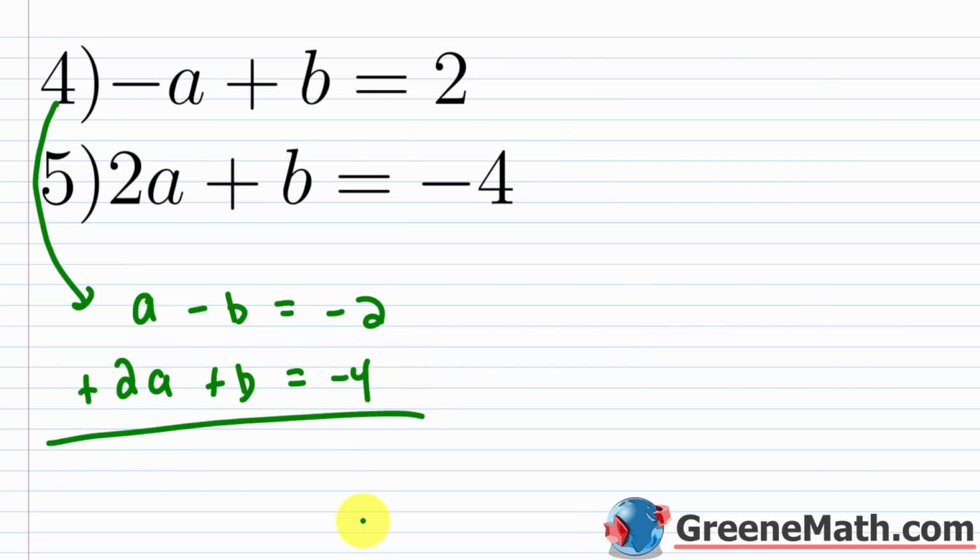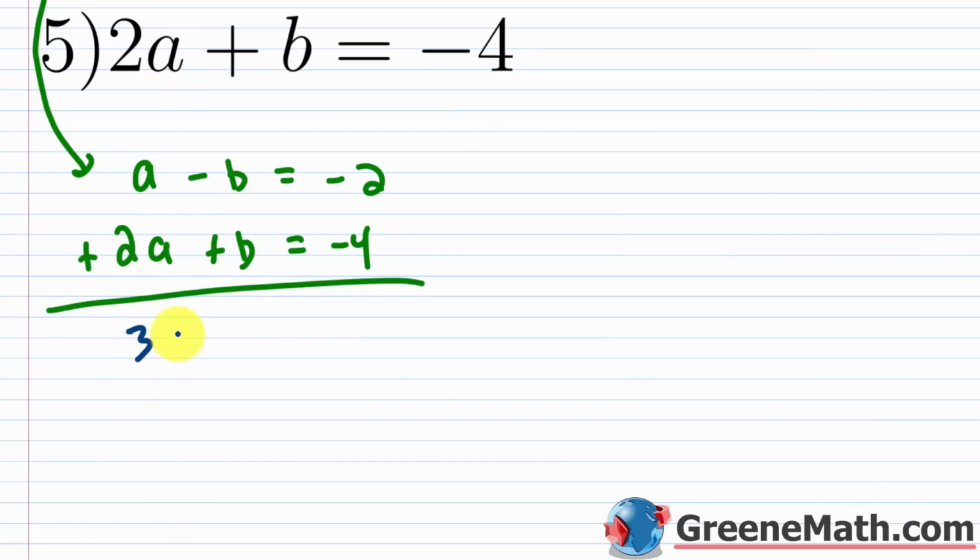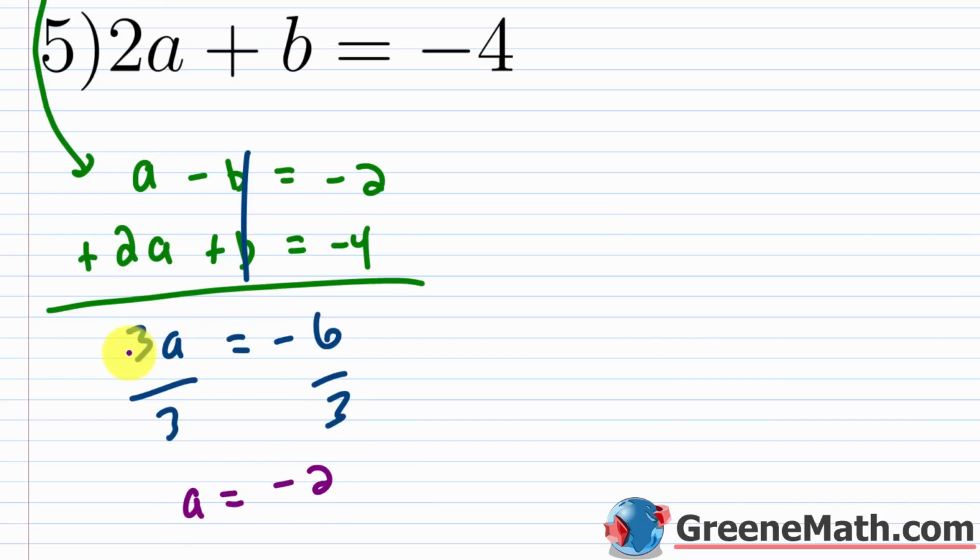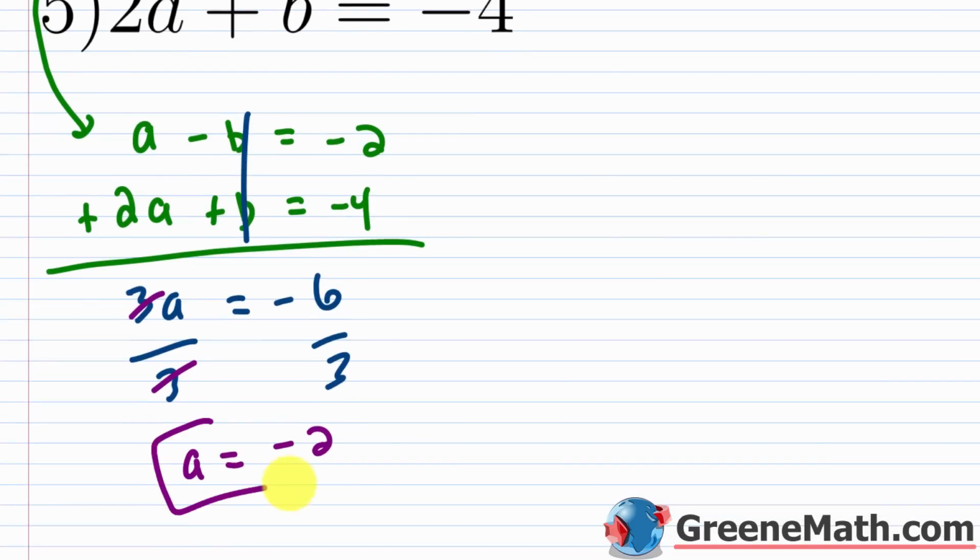And we're just going to add. So if we do a plus 2a, that's 3a. -b plus b, that's going to cancel. This equals -2 plus -4. That's -6. Divide both sides of the equation by 3. And you're going to end up with a is equal to -6 over 3. That's -2. Let me just show that as canceling. So we know that a is equal to -2.